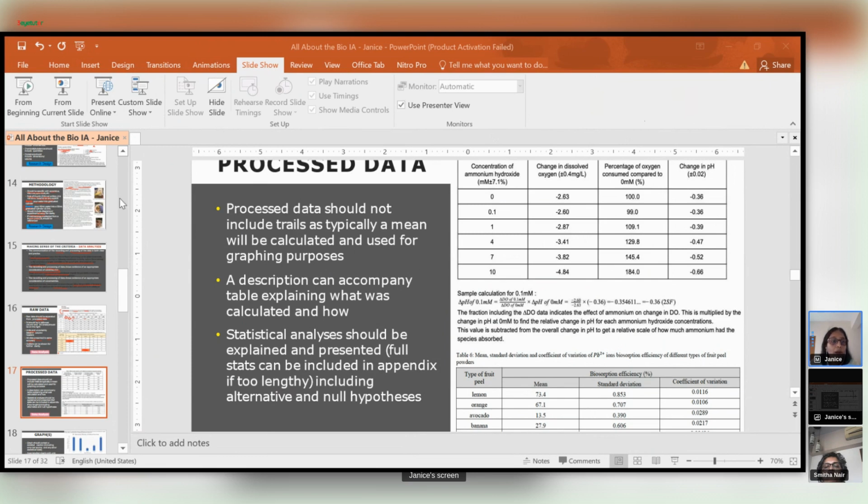So I have to show one sample calculation. What do you mean by sample calculation? Like how I got this. If I show one, then they know that you have done the rest in the same manner, and this is very important. So a sample calculation has to be shown. Sample calculation has to be shown.